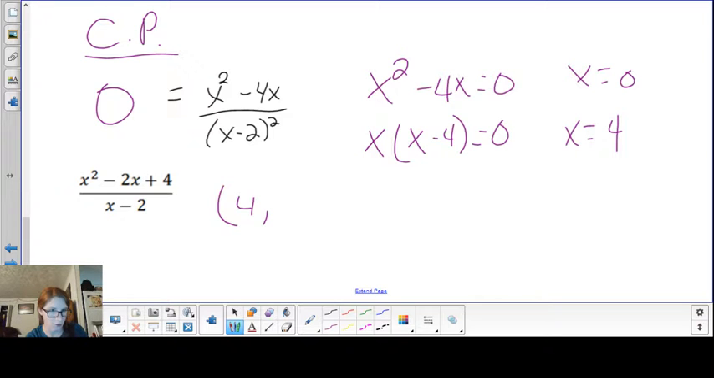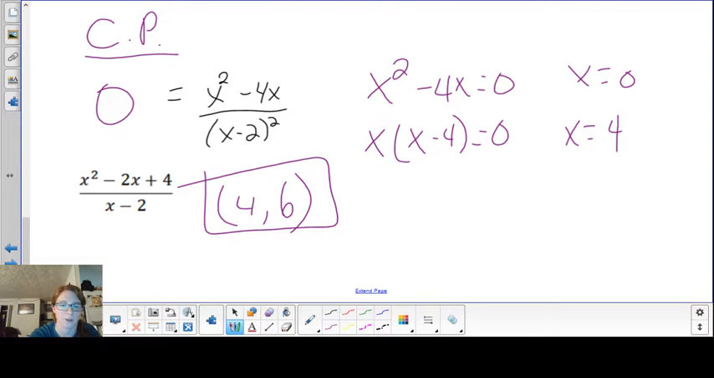Remember that trick I taught you about storing? Yeah, I'm doing that one. 4 comma 6. So I have a critical point at 4, 6.